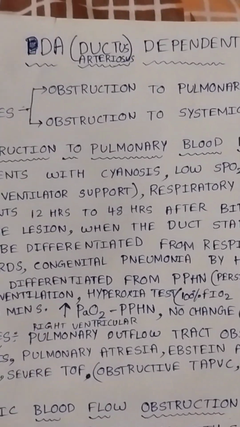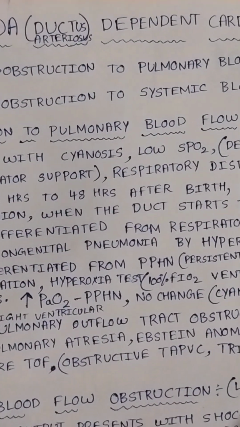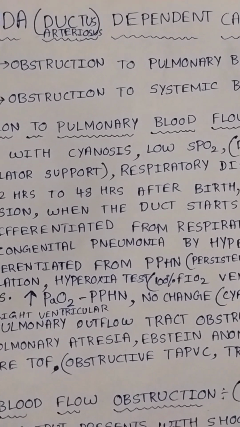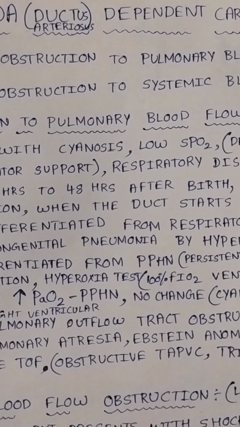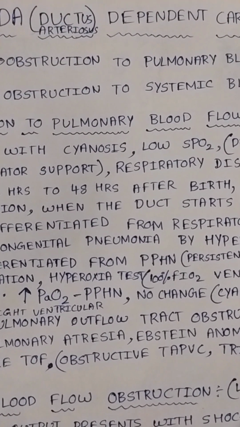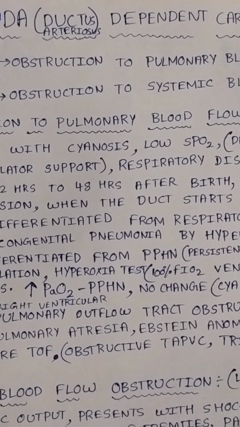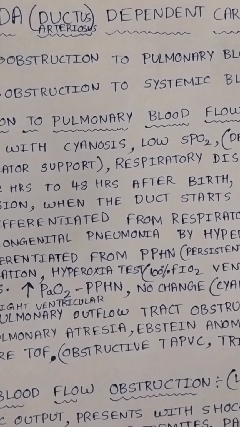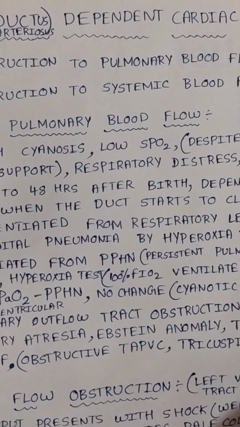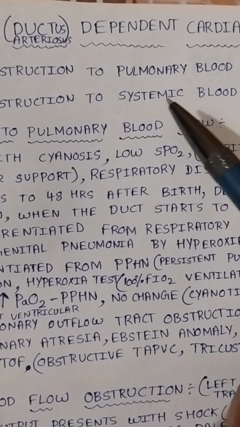This helps in the mixing of deoxygenated and oxygenated blood in the fetal circulation, but immediately after birth the ductus arteriosus closes. But in some babies there will be obstruction to the pulmonary blood flow, pulmonary outflow tract obstruction, or systemic blood flow tract obstruction.